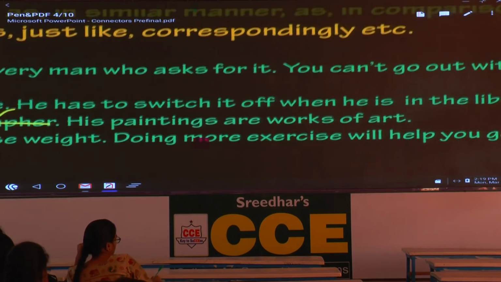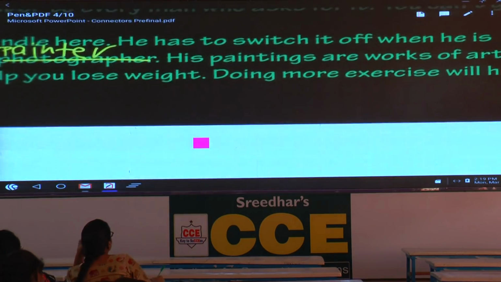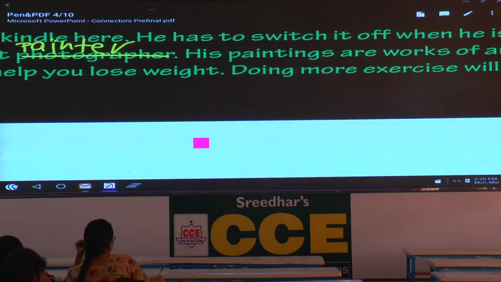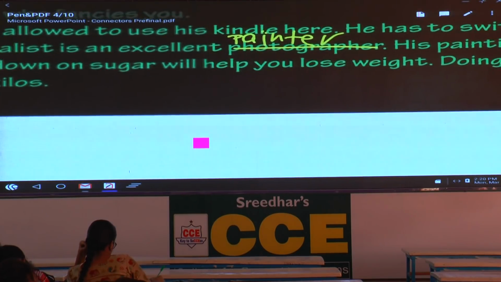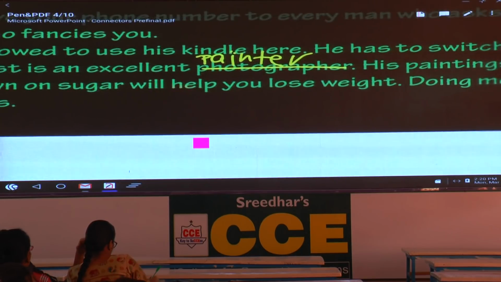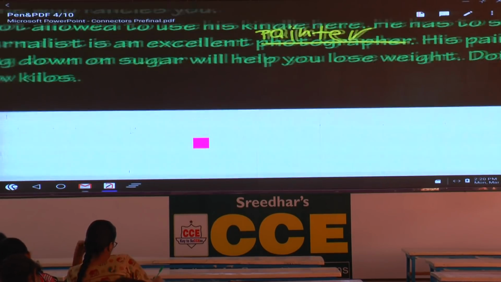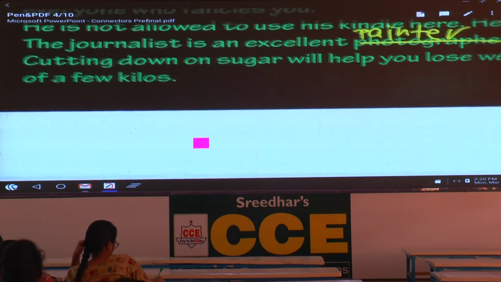Here, the best word would be the last word. What is the word? Correspondingly. Use that word because this goes with a formal situation. Correspondingly. The journalist is an excellent painter. Correspondingly, his paintings are works of art. Shall I move on to the next one?